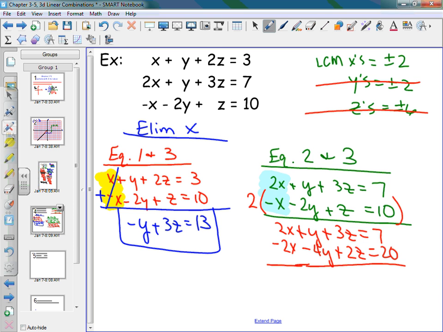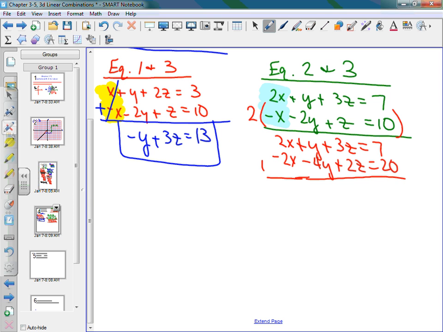Okay? And now what do I do? I'm going to add straight down. The two x's cancel out. That's negative 3y plus 5z is equal to 27. Box it in.